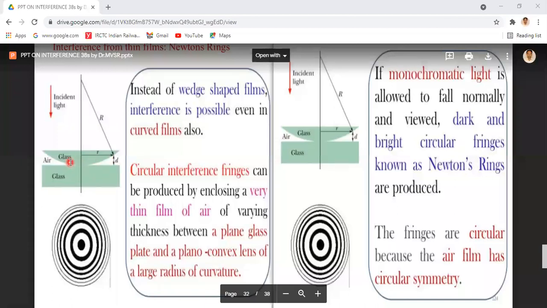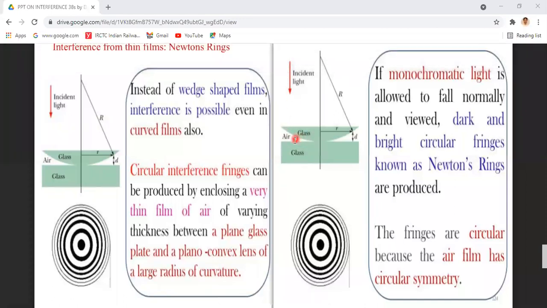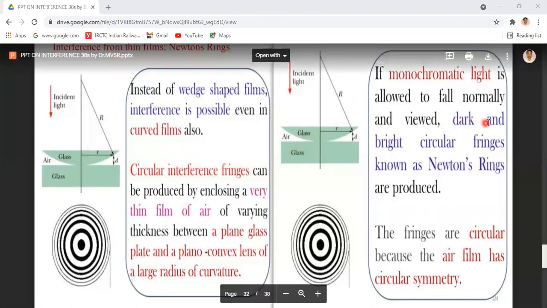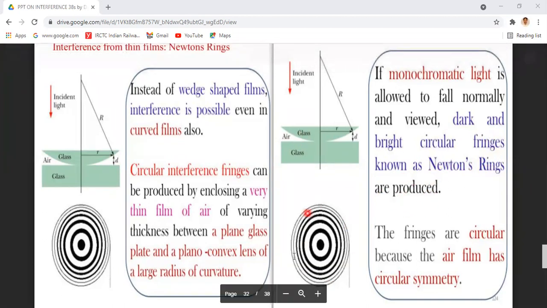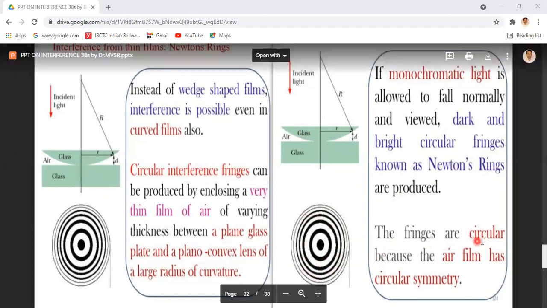Coming to this, if monochromatic light is allowed to fall normally and viewed normally on this air film, the curved film formed between the curved surface of the plano convex lens and the plane surface of the circular glass plate, then what happens? Dark and bright circular fringes known as Newton's rings are produced. The fringes are circular because the air film has circular symmetry.